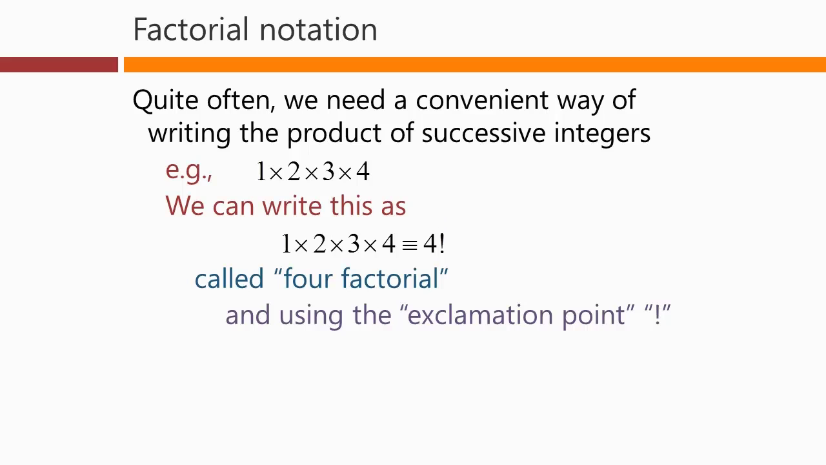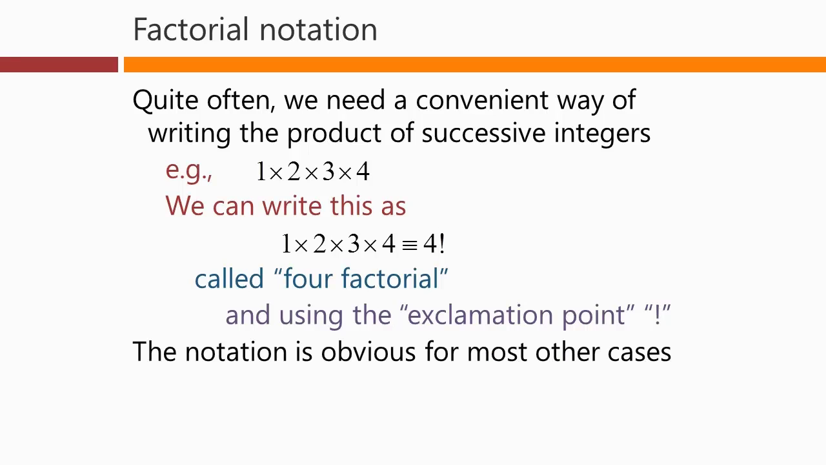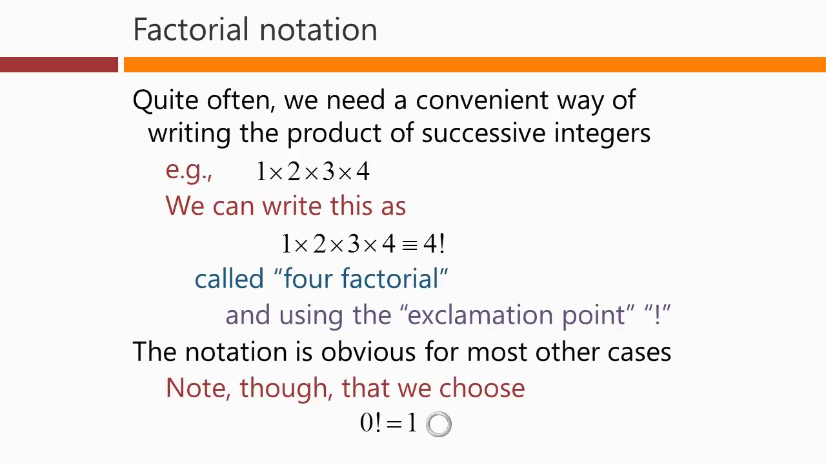And this is the exclamation point or the exclamation mark on your keyboard. The notation is obvious for most other cases, so 20 factorial, 36 factorial, and so on. But one special case is worth mentioning. It turns out to be very useful to define 0 factorial as 1. There are various formulae that come up when we're working with factorials, and in those formulae, it turns out that choosing 0 factorial to be 1 means the formulae are even more useful.